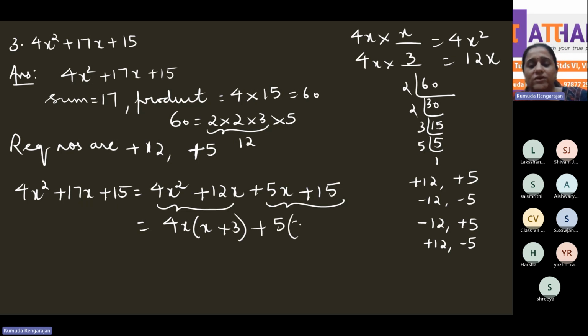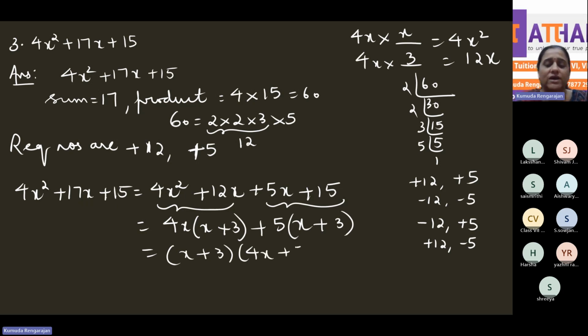5 is common. 5 into x is 5x. Plus 5 into 3 is 15. So the two brackets have x plus 3. And then gather 4x plus 5 in the other bracket. Yeah, please write down.